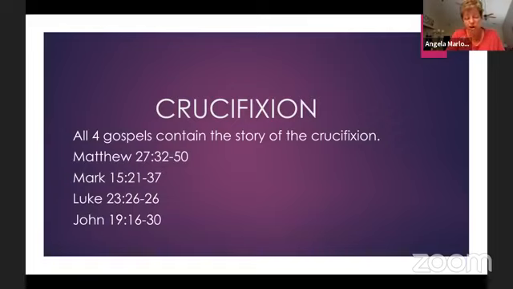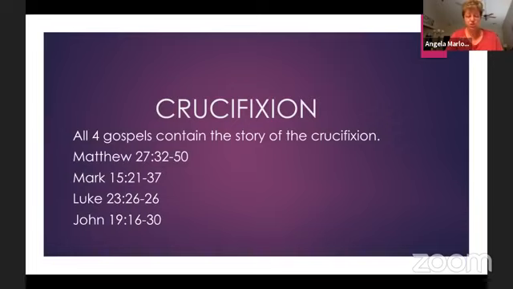So it says, meanwhile, standing near the cross of Jesus were his mother and his mother's sister, Mary, the wife of Clopas, and Mary Magdalene. Listen to that again. Standing near the cross of Jesus were his mother and his mother's sister, Mary, the wife of Clopas, and Mary Magdalene. And when Jesus saw his mother and the disciple whom he loved standing beside her, he said to his mother, "Woman, here is your son."